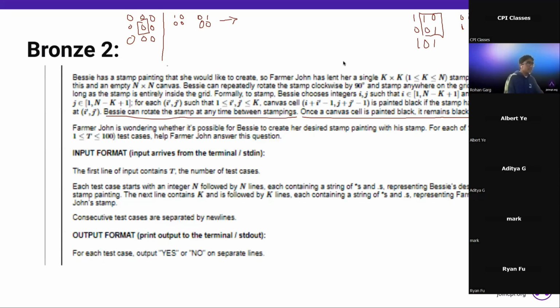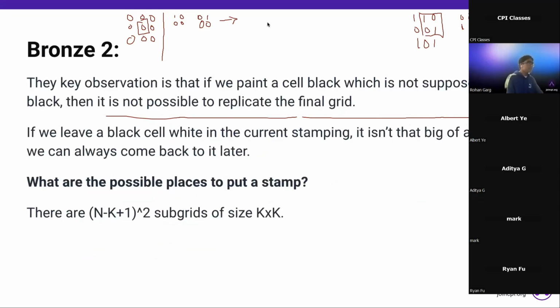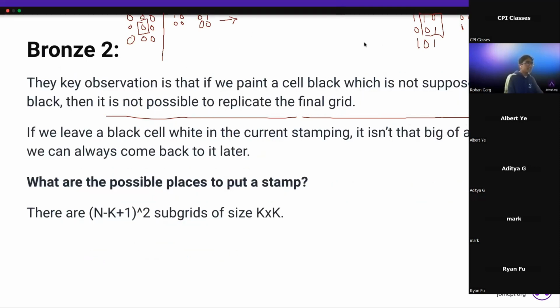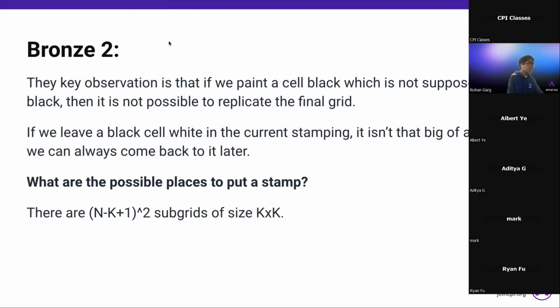So we move on, and I've got to clear my annotations. Sorry. Okay, so what are the possible places to place a stamp? It was kind of given to us in the problem statement, but there are n minus k plus 1 squared subgrids of size k times k. Another thing to note is that if we leave a cell that was black in the final grid white in the current stamping, it isn't that big of a deal because we can always come back to it later.